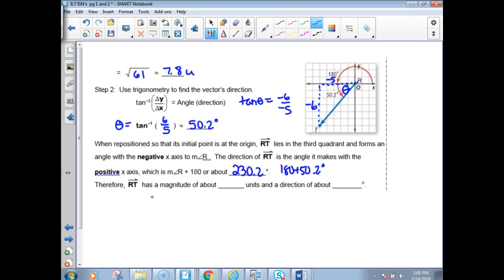230.2 degrees. So therefore, RT has a magnitude of about 7.8, I forgot magnitude, 7.8 units, and a direction of about 230.2 degrees.